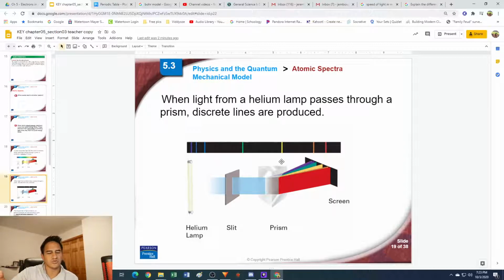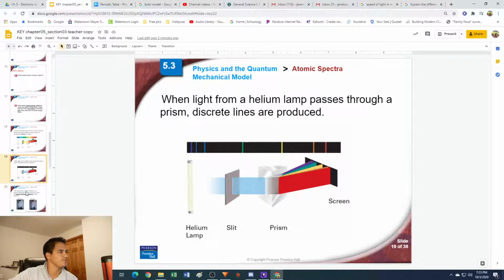This is how we know that stars are primarily made out of hydrogen and helium, as well as other elements like nitrogen and oxygen and sulfur and sodium and stuff like that. So as we break apart their light and we look at their atomic spectra.